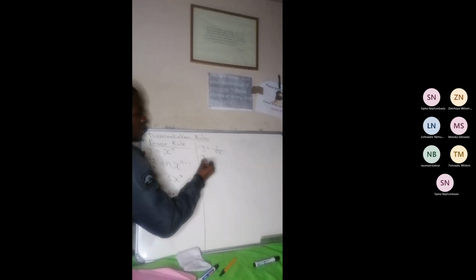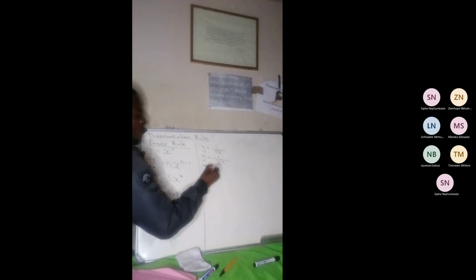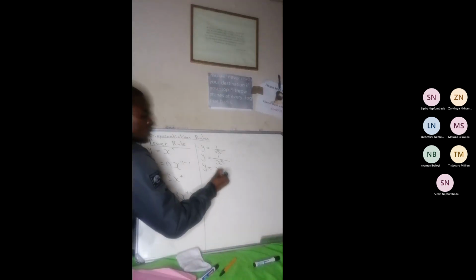So when we simplify, do you know that the square root is equal to the power 1 or 1 over 2? 1 over 2. Then y is equal to 1 over x to the power 1 over 2. Do you know that? Yes. Then we are not allowed to deal with the fraction when we differentiate. So y is equal to x to the power negative 1 over 2.